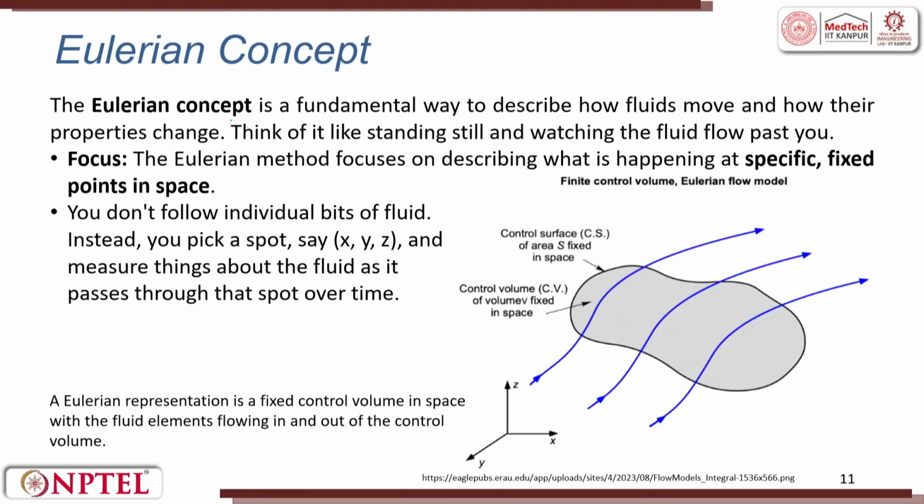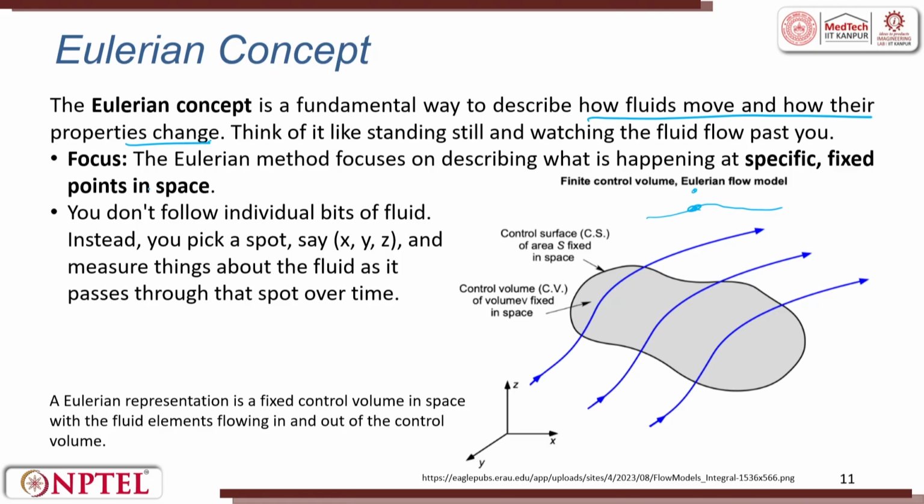The Eulerian concept is a fundamental way to describe how fluids move and how their properties change. It also talks about the same thing, but how the property changes. Think of it like standing still and watching a fluid flow past you. Assume there is a river flowing and there is a fish. You are standing here watching what happens to the fish when it comes here and then goes out of your sight.